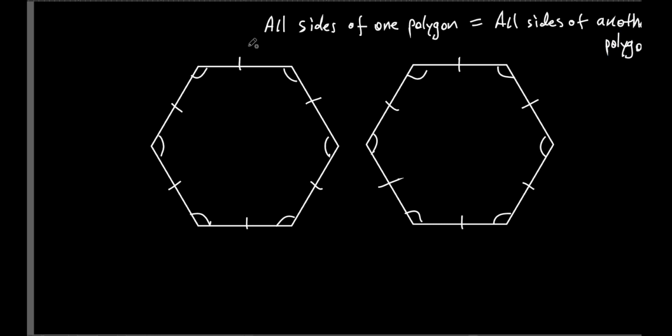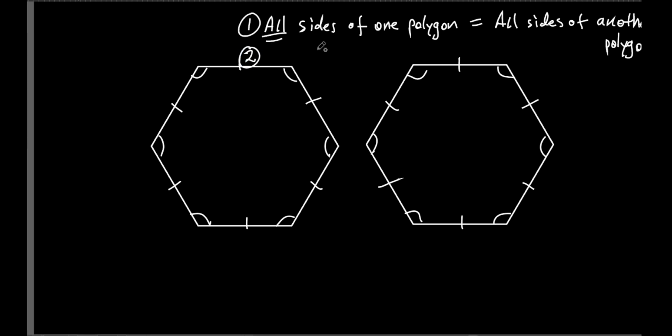Okay. Now, you have to know two things right now. Later on, we're going to do some stuff. In fact, I think in the next lesson, we're going to do some stuff where you don't have to know all the sides. But for right now, just know that if all the sides of this polygon are equal to all the sides of this polygon, it doesn't really tell you anything just yet. You got to know a second thing.